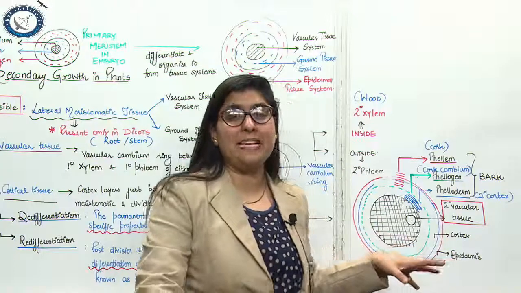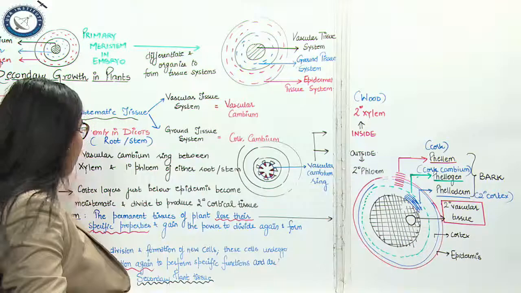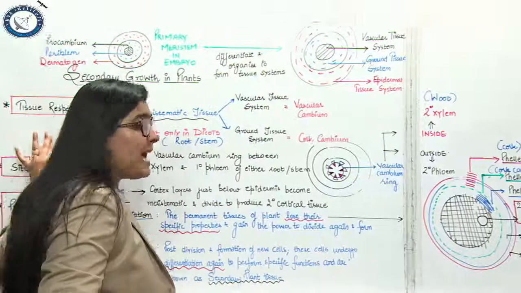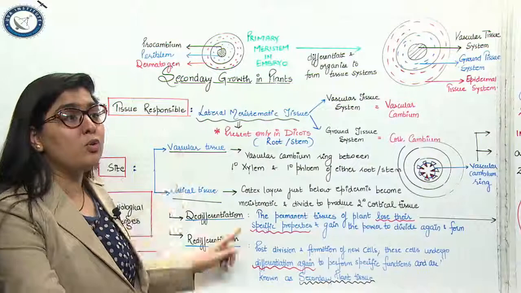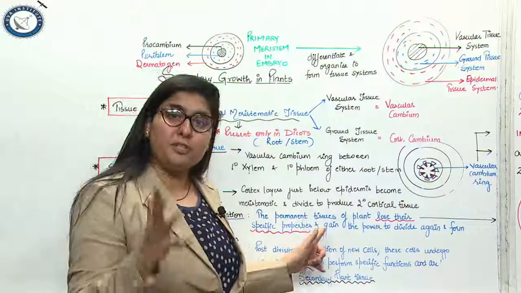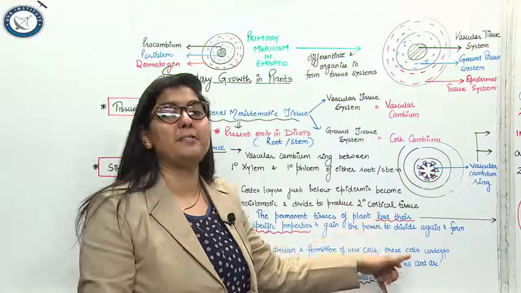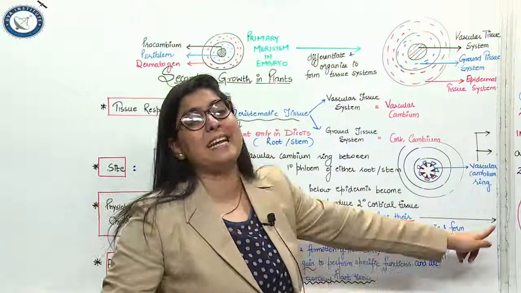What do we mean by de-differentiation? That's the physiology involved in secondary growth. That the permanent cells lose their specific property, the differentiated property, and gain the power to divide again and form secondary tissue.